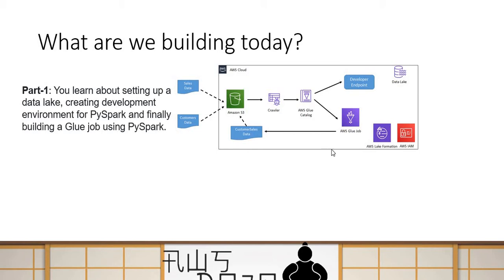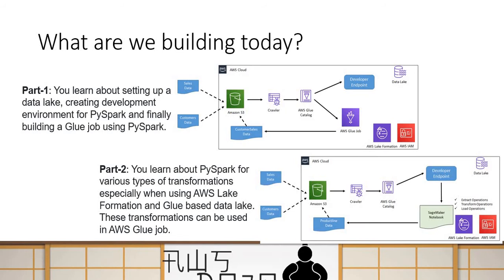Then we go and set up a developer endpoint. And this developer endpoint will help us understand or run PySpark code in a development environment. And then we are also going to set up a Glue job, which will simply do the merging of these 2 tables and write back to the S3 bucket. So this is what we are going to do in part 1. In part 1, you learn setting up a mini data lake, setting up a development environment, and creating a Glue job using PySpark. So that's the learning for part 1.